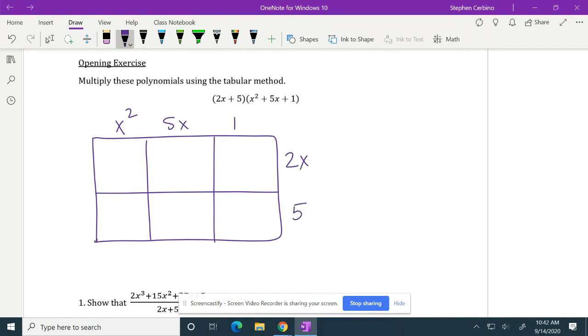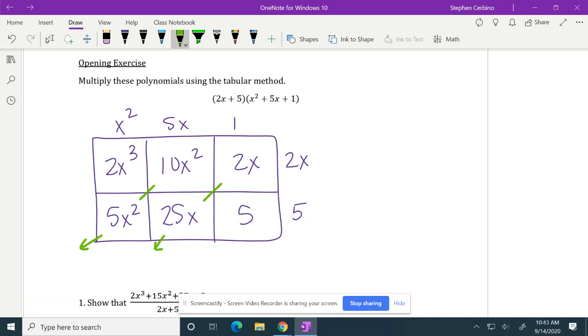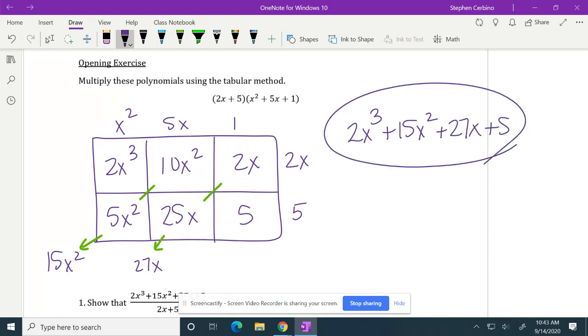I'm going to go through this kind of quickly because you should have learned this in yesterday's lesson. So we have all of our different multiplications coming out here, and we're looking at which are like terms. Across from each other, we have our like terms: 10 and 5 add up to 15x squared, and 25 and 2 add up to 27x. So our final answer is a cubic: 2x cubed plus 15x squared plus 27x plus 5. Look at that nice little answer that we have here.